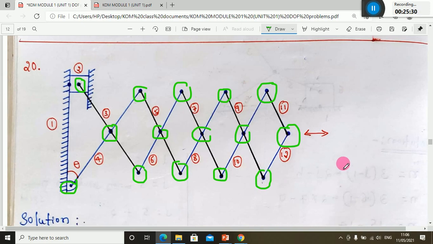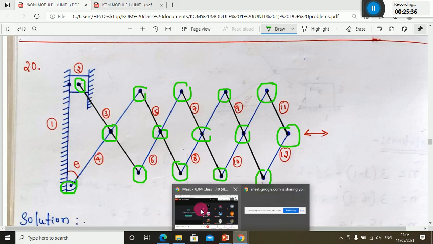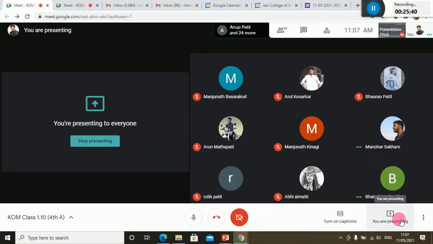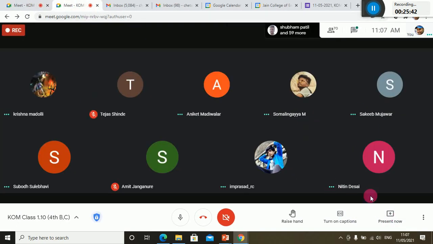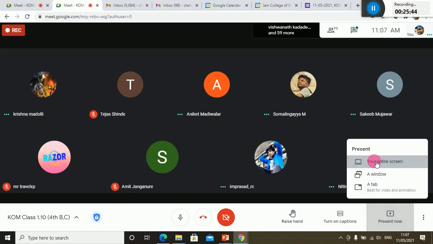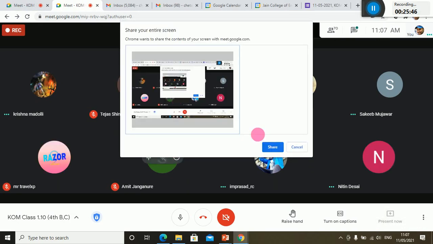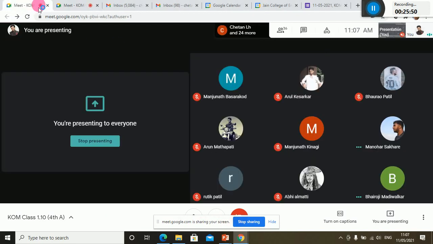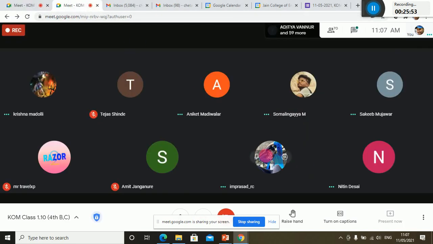Is there any doubt? Sir, the screen is not visible. Okay, just wait for a second. Sir, screen nahi dikh raha. Yeah, just wait for a second. I think for fourth B and C it is not visible. For fourth A it is visible. Just wait for a second.